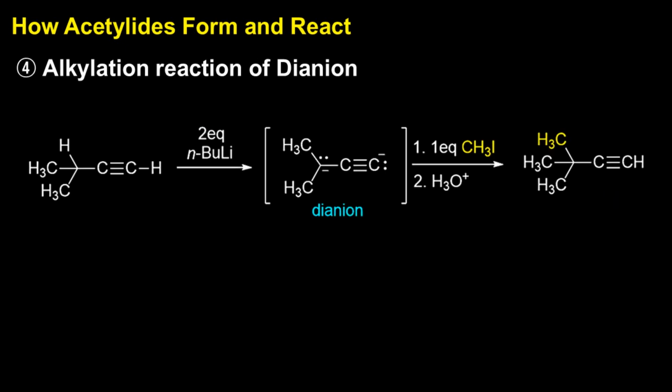Now we're stepping it up a bit. Let's talk about the alkylation of dianions. This starts with a special kind of terminal alkyne, one that has another acidic hydrogen right next to the triple bond. If you treat it with two equivalents of a strong base, like n-butyllithium, you can pull off both of those protons, one from each carbon. That gives you a dianion, a molecule with two negative charges, one on each carbon.